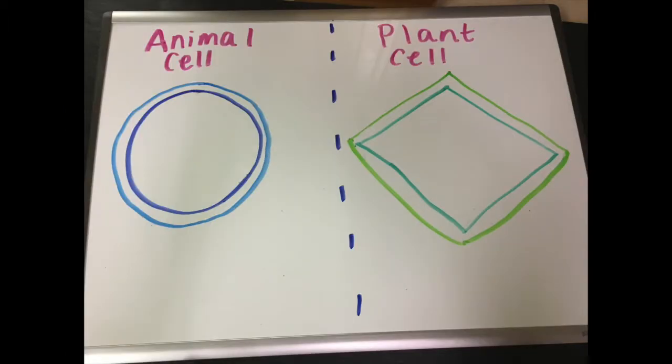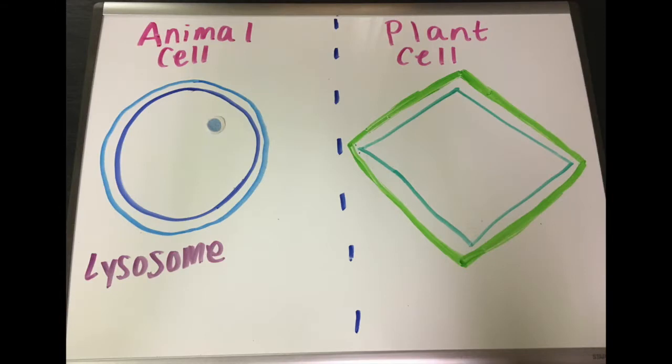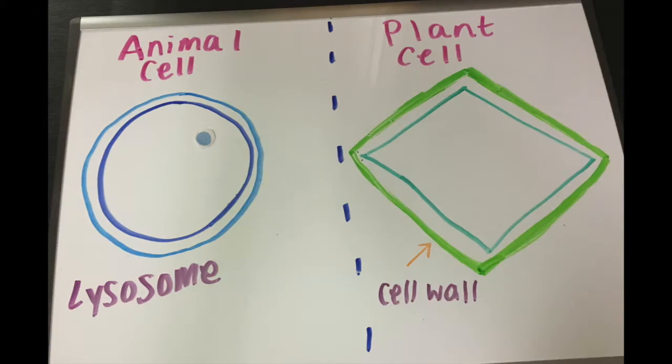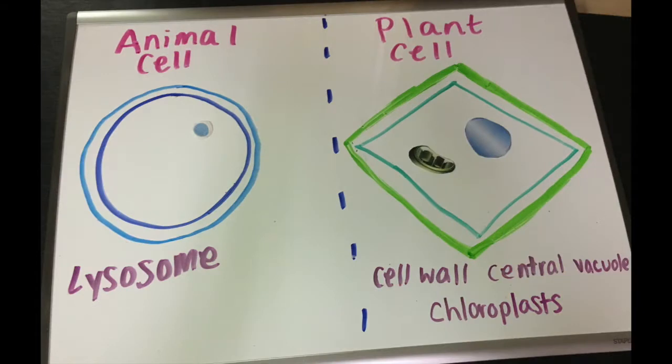These organelles are in plant cells and animal cells. Although they are very similar, they have a few differences that separate them from each other. Lysosomes are only in animal cells and eat unwanted materials to digest them. Plant cells contain the cell wall, which surrounds the cell membrane for extra support, a central vacuole, which stores water, and chloroplasts, which make sugar from the light in the process of photosynthesis.